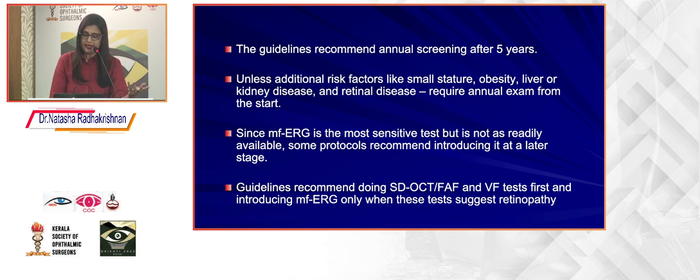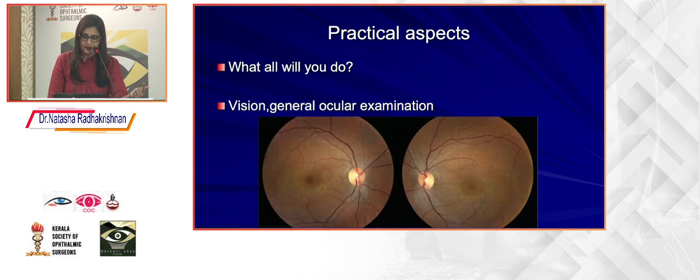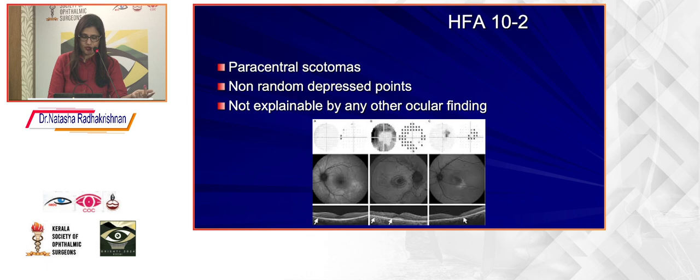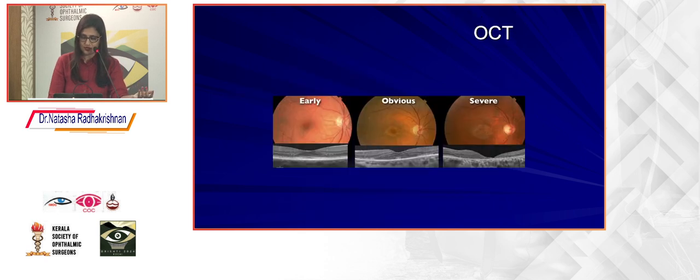So guidelines recommend annual screening after 5 years of use, and additional risk factors are small stature, obesity, liver or kidney disease, and they require annual examination. So what all will you do? Vision, general ocular examination, HFA, like we said, 10-2. Paracentral scotomas are the first finding. They should be non-random depressed points, and they should not be explainable by other ocular findings like a BRVO or something that has previously affected the macula. Then you cannot say that it is HCQ toxicity.